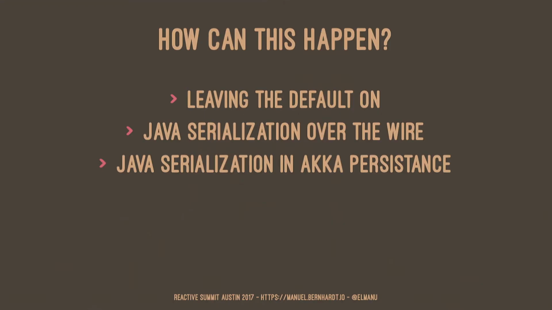So what happens is it's on by default. I think it's still on by default. I'm not sure. But there is a warning telling you, hey, don't use this in production, but people tend to ignore that and use it anyway. What can happen? There are two things. First of all, Java serialization over the wire is tremendously bad.